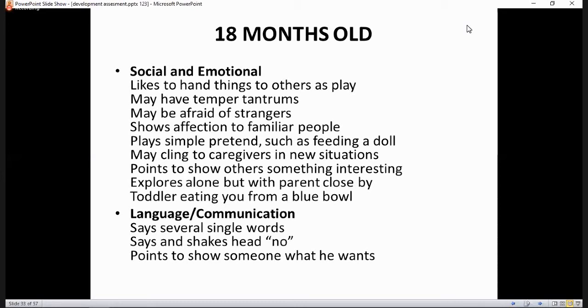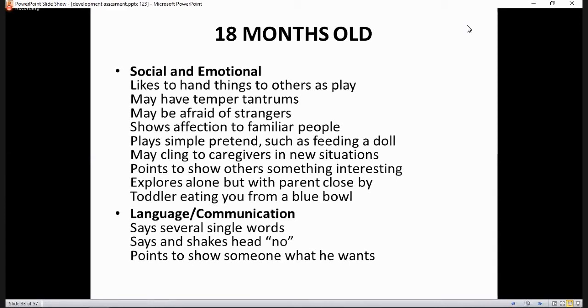Now comes the 18 months. They like to hand things to others as play, may have temper tantrums, may be afraid of strangers, and may show affection to familiar people. They play simple pretend games such as feeding a doll, may cling or cry in a new situation, point to show others something interesting, and explore alone with parents close by.